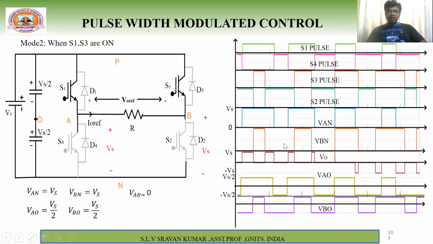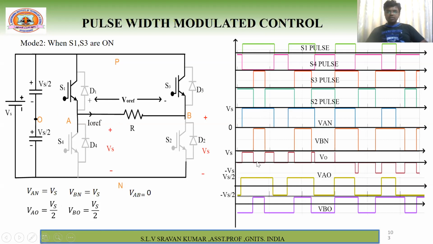When S1 and S3 are on, see here this pulse. This is S1 pulse, this is S3 pulse. When S1, S3 are on, what is VAN? It is nothing but this one. This is VAN. VBN also, this one. Okay. So next, what is VAB? VAB is nothing but 0.